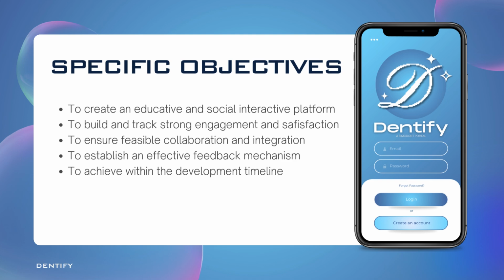Second, to build and track strong engagement and satisfaction. We target strong student engagement and user satisfaction within the first 3 months of launch. 75% replay access, 75% exercise completion, 75% feedback, and a SUS score of at least 75 addressed to maximize app utility and effectiveness. Third, to ensure feasible collaboration and integration.